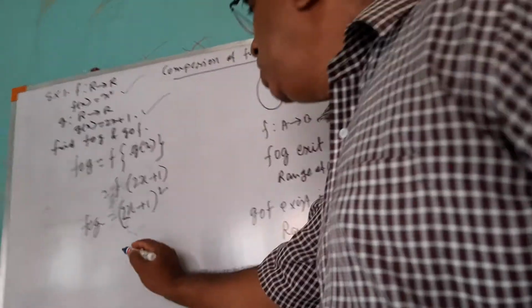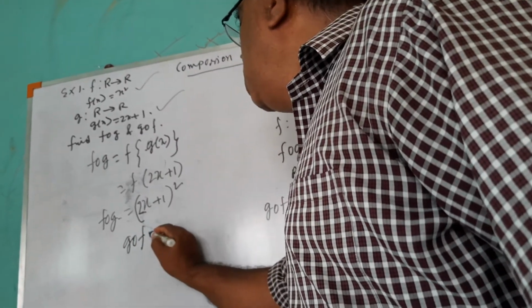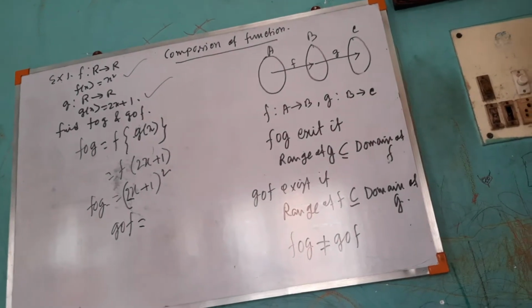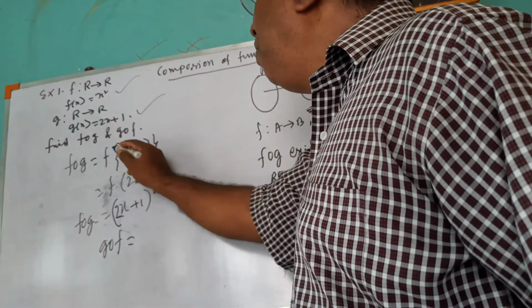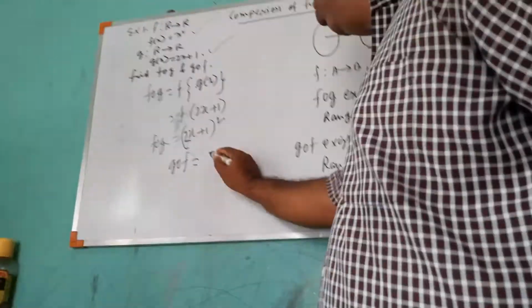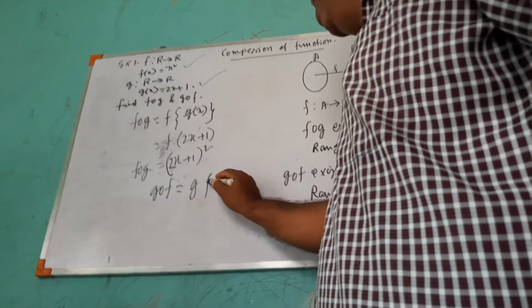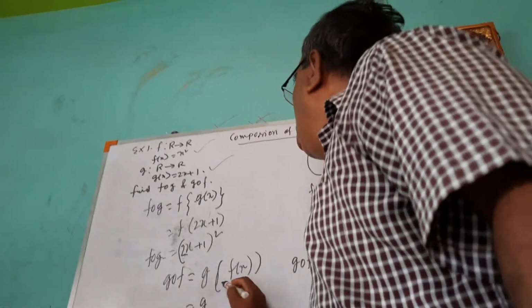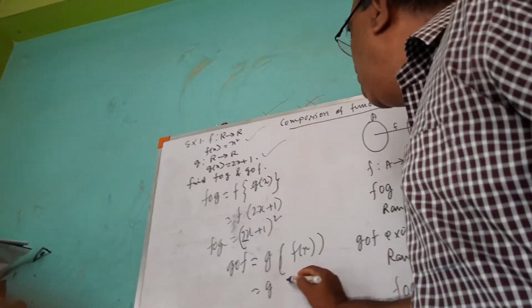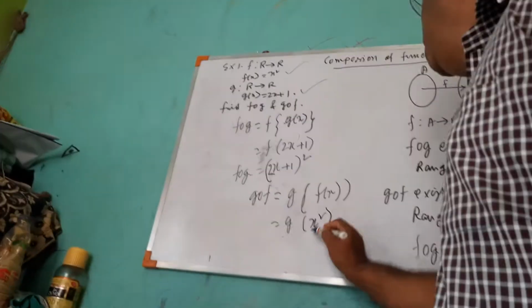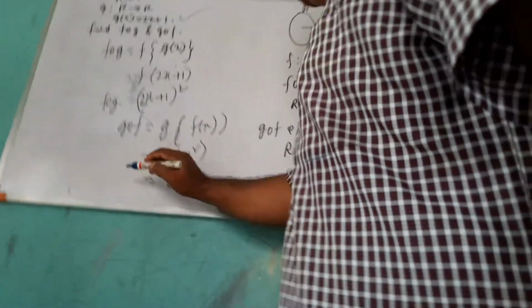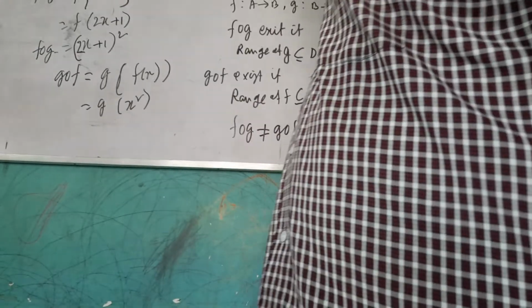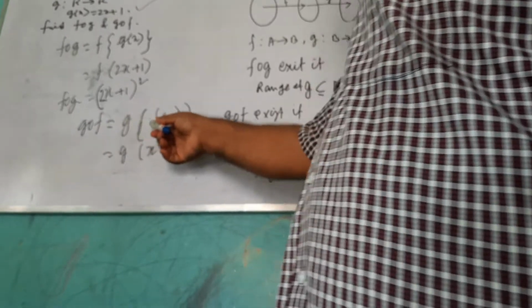Okay. Now GOF. How to find GOF? Similarly, GOF equal to g of fx. Like f of g means f of gx, GOF equal to g of fx. What is fx? Fx equal to x square. Try to understand. GOF means g of fx. This is the formula.